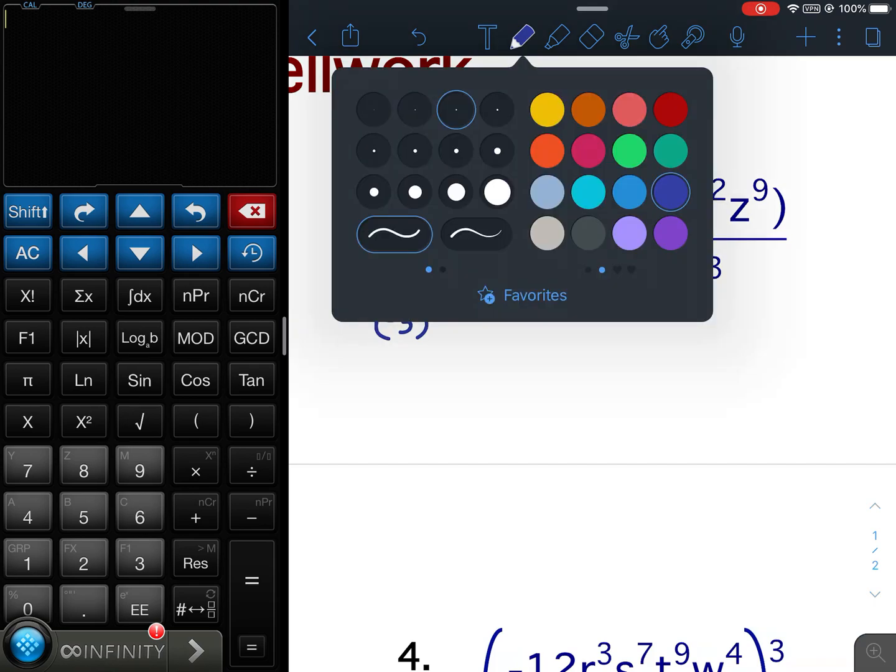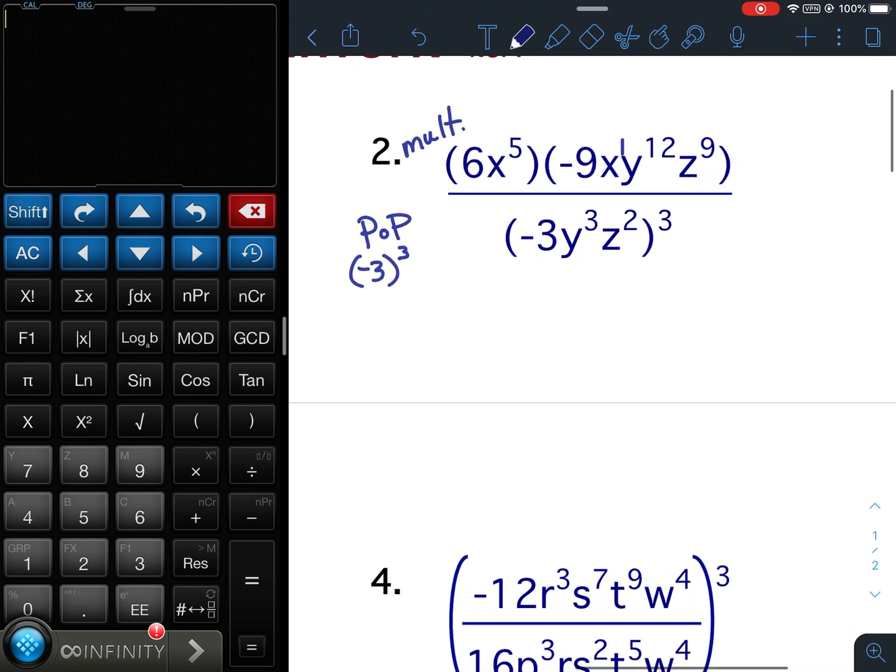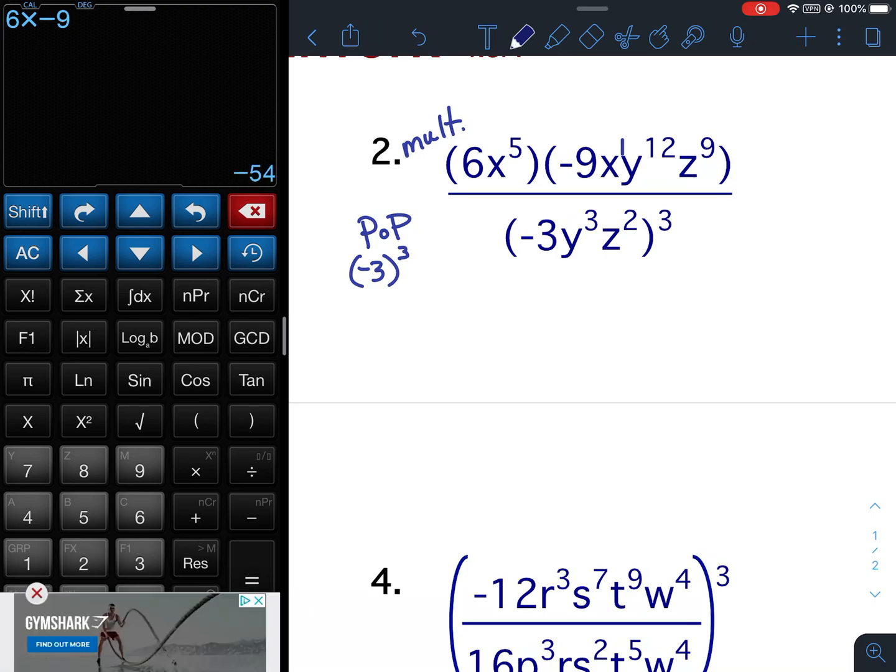So I'm going to start with the top. On top, I'm going to take 6 times negative 9. You get negative 54. I've got an x to the 5th and an x to the 1st. So you add the exponents to get an x to the 6th. There's only one y term, so I bring it down. There's only one z term, so I bring it down.